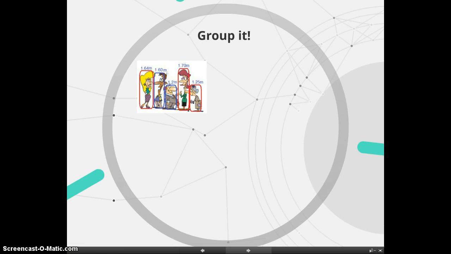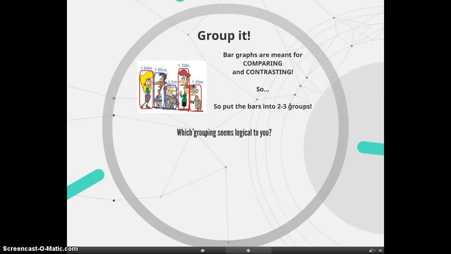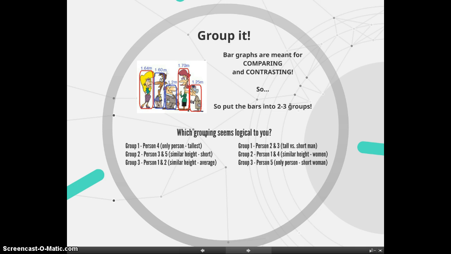Okay, now that you're able to look at the big picture, it's also useful to group things. Because let's face it, bar graphs are meant for comparing and contrasting. It's not useful for us to describe each and every single person. So put the bars into 2 or 3 groups. Get ready to press pause on the video and tell me what you think is the most logical grouping.